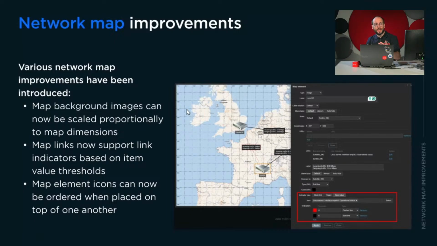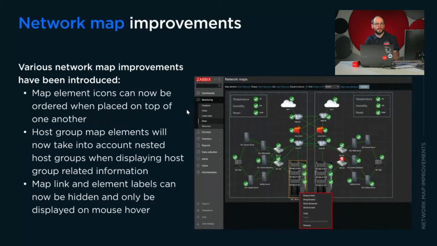Also, map element icons can now be ordered when you're placing them one on top of another. And this can be seen over here. We have a rack image, a server rack with various servers in it. And you can sort of bring one icon, one element to front or to back and build them on top of each other.